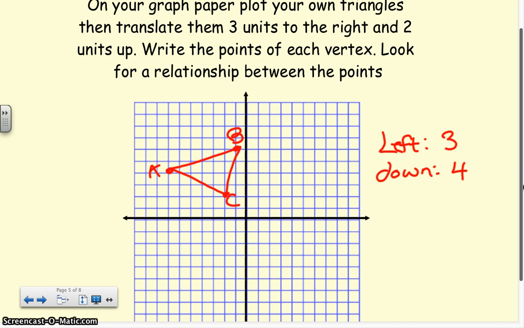Do we have to do this in our notes? Yep. Or on the graph paper.